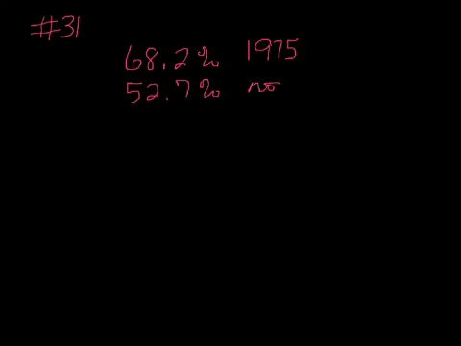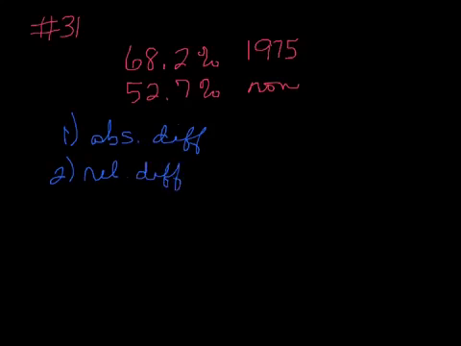Number 31 says the percentage of high school seniors using alcohol decreased from 68.2%, that was in 1975, to 52.7%, which is the value now. And the instructions want two things from us. Number one, they want the absolute difference. And number two, they want the relative difference. Relative difference is the percent of change. Absolute difference is where you literally just subtract the two.